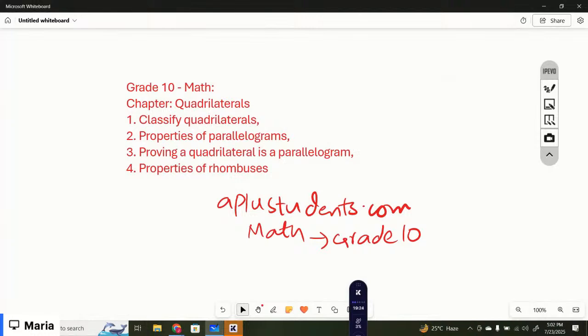We're going to start with the chapter quadrilaterals. The lessons we're going to cover today are classify quadrilaterals, properties of parallelograms, proving a quadrilateral is a parallelogram, and properties of rhombuses. Please make sure you have your notebook and pencil so that you can note down the important examples and definitions as well.